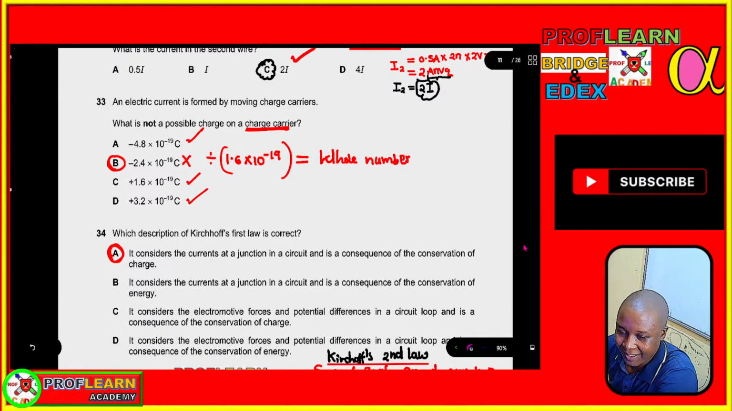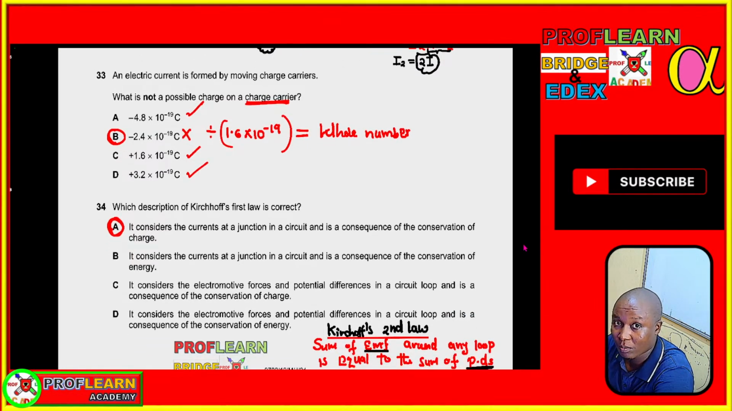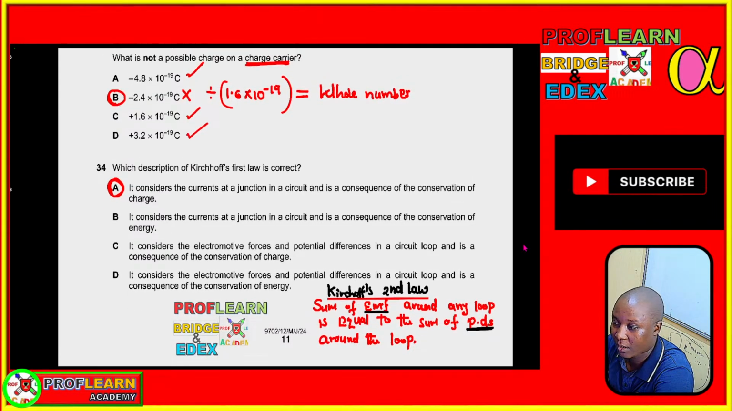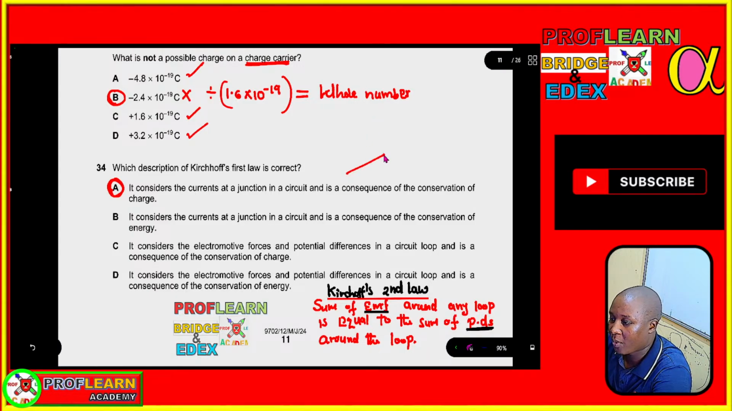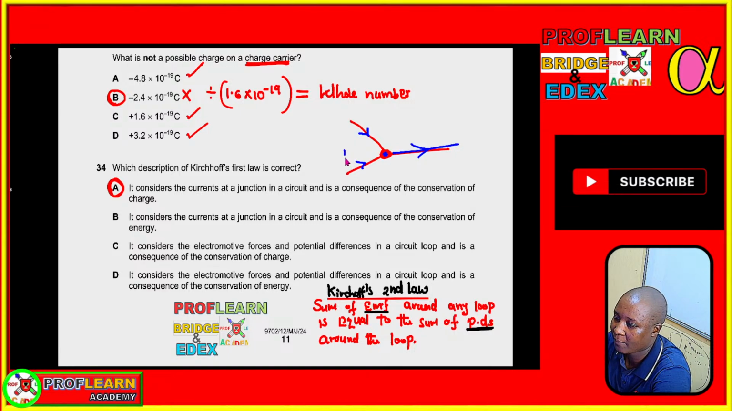Which description of Kirchhoff's first law is correct? How does Kirchhoff's first law state? Remember, Kirchhoff's first law states that if you have a junction with two wires meeting there and a wire going out that way, the current flowing into the junction should be equal to the current going out of the junction. So if you have 1 ampere here and 3 amperes here, this must be 4 amperes, because there is conservation of charge as far as Kirchhoff's first law is concerned.